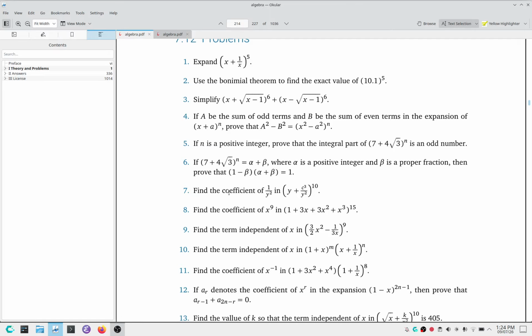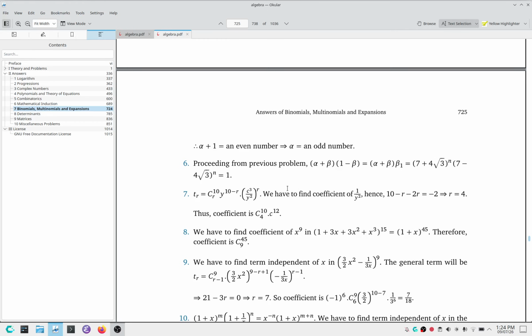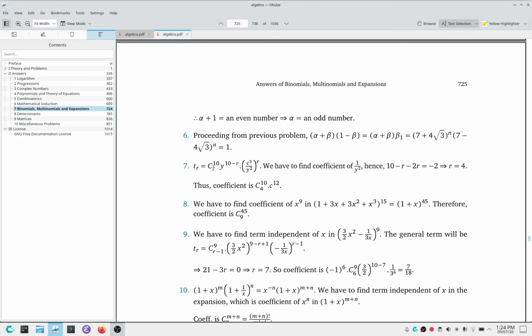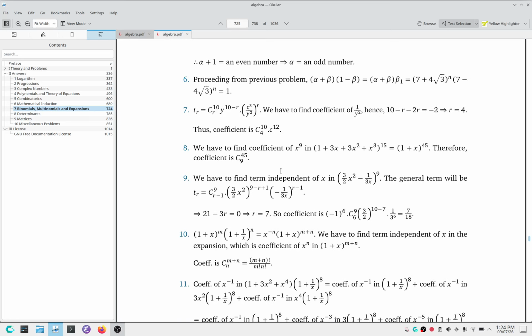Question 7 says that find the coefficient of 1 by y square in y plus c cube by y square raised to the power 10. So general term is 10Cr y to the power 10 minus r c cube upon y square to the power r. Now coefficient of y square is 10 minus r minus 2r, that is equal to minus 2. So r is equal to 4. So coefficient is 10C4 times c to the power 12.